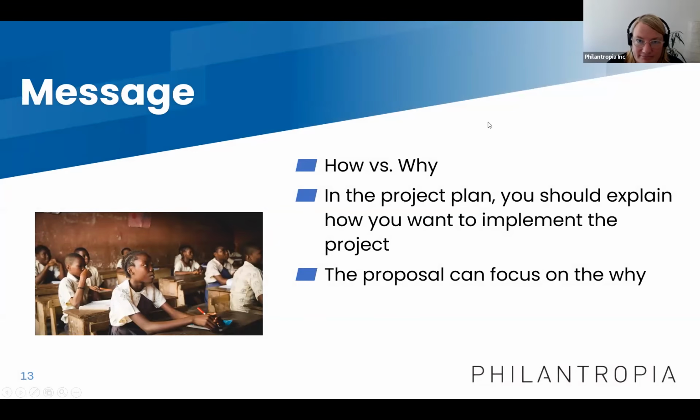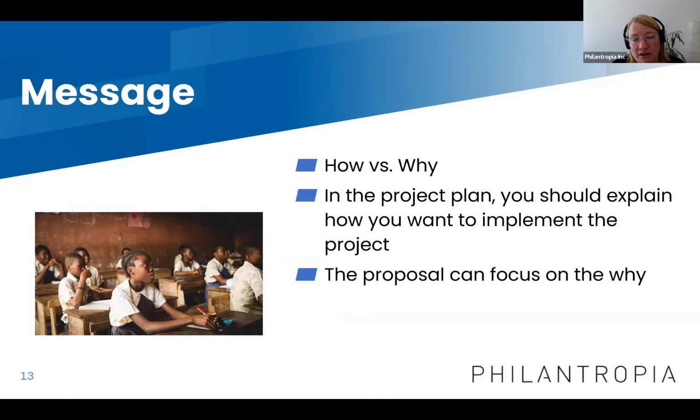And then lastly, the big difference is the message. I've mentioned this a little bit before. That's why you should focus on those areas of the document a little bit more. It's basically the how versus the why. In the project plan, the thing that you have to focus on, obviously, is the how. How is this project going to be implemented? How much money do you need for it? What's the timeline, etc.? What are the action steps that need to be taken for this project to be successful?